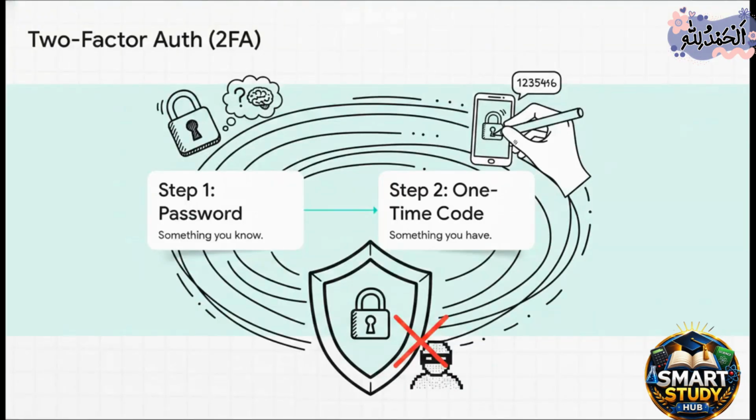Okay, if you only do one thing after this, please make it this. Enable two-factor authentication, or 2FA. It's like adding a deadbolt to your digital front door. It adds a crucial second layer of security. First, you enter your password. That's something you know. But then, you have to enter a code that gets sent to your phone. That's something you have. So even if a hacker somehow steals your password, they can't get in without your physical phone. It is one of the single most effective security tools out there.